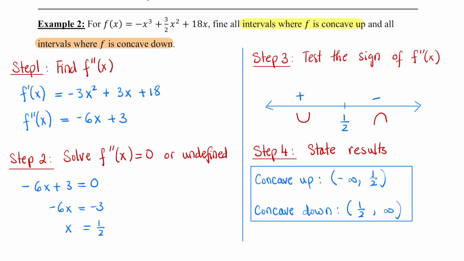An inflection point is a point on the graph. So when they're asking for an inflection point, you're looking for the point with x and y coordinates. So the inflection point is 1/2 comma f of 1/2.